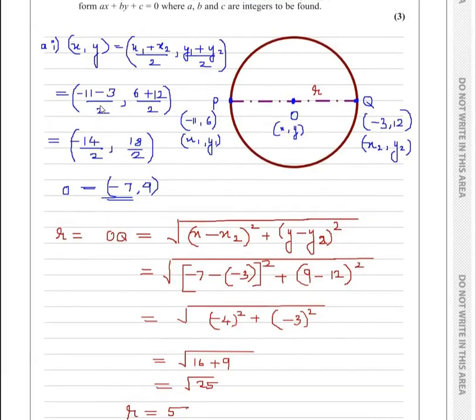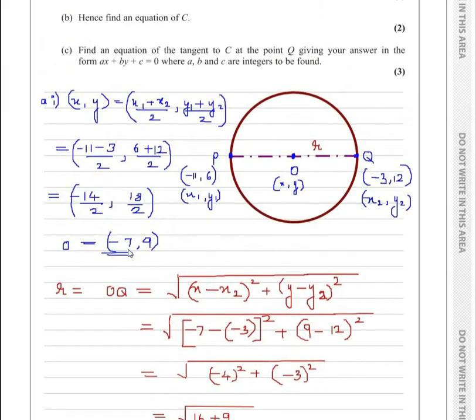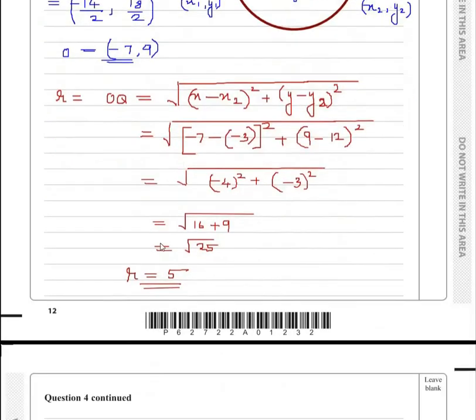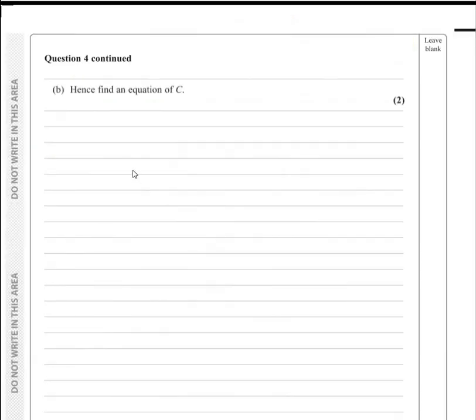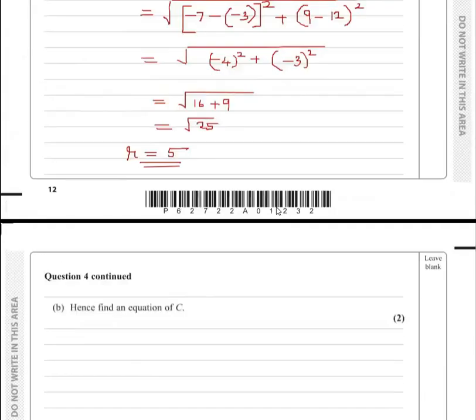So this is the answer for the center of the circle, negative 7, 9. And this is the answer for the second part of the question. Radius. So radius is 5. Now let us look at the B part of the question. It is saying, let's find an equation of C.